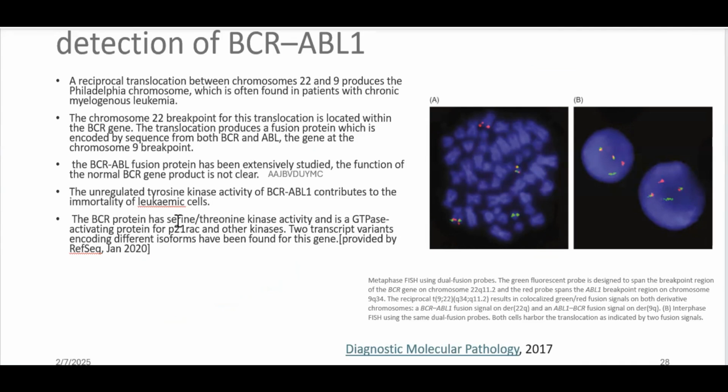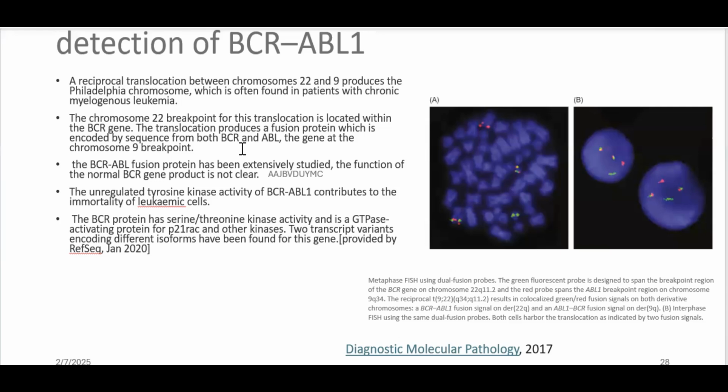So the BCR protein has serine threonine kinase activity and is a GTPase activating protein for P21 RAC and other kinases. So these are the names of different genes and their sequences, genes and their products, right? So of course, these details you can get to know if you go into details related to the particular disease, that is leukemia here in this case. That is not our concern right now. Our concern is the rearrangement of genes 22 and 9, it results in a fusion protein, sorry, fusion chromosome, and that fusion chromosome is going to have effect, that is immortality of leukemic cells.